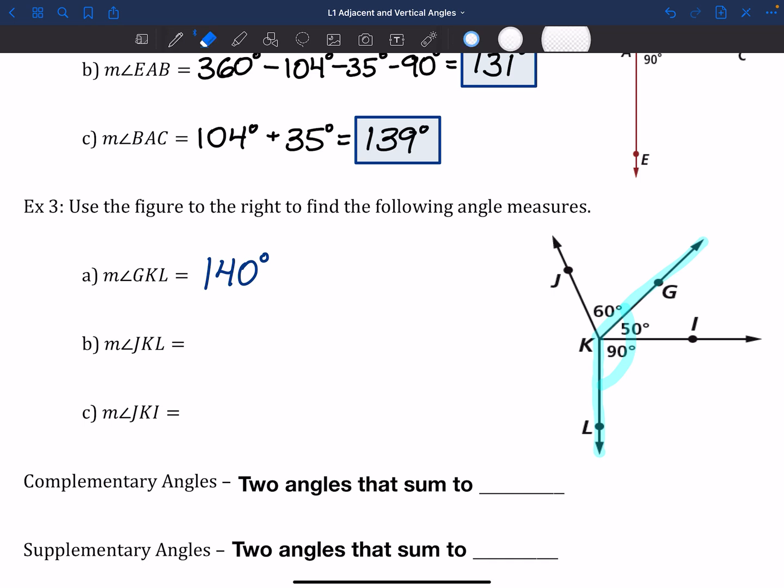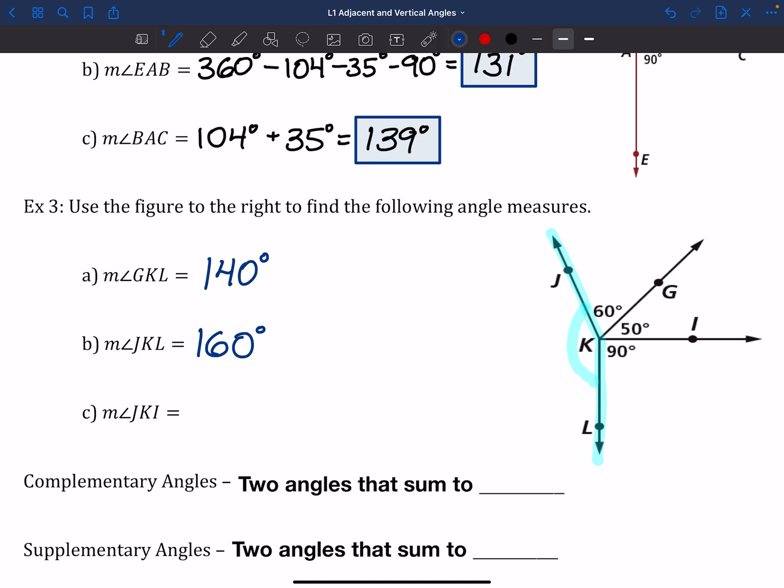All right. When we're moving on to the next one, we've got JKL. And again, we're talking about this piece on the other side, not the big wide piece on the other end. So if I take 360 and I subtract the 60 and then I subtract the 50 and then I subtract the 90, that's going to give me what's left over on the other piece. And all together, that should be, I believe, 160 degrees.